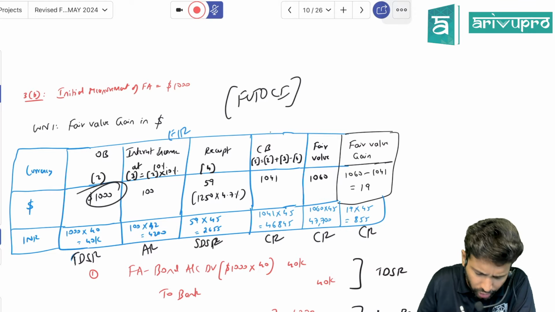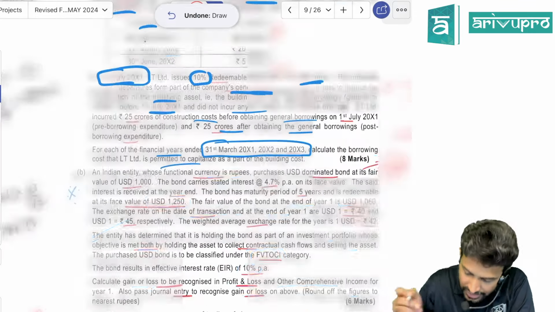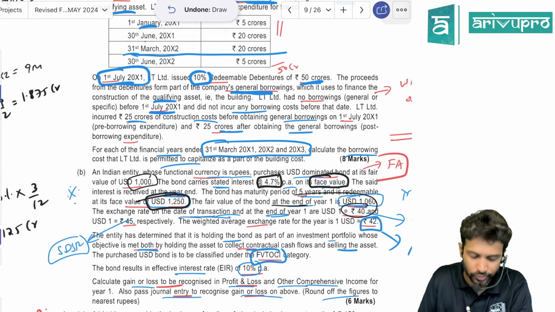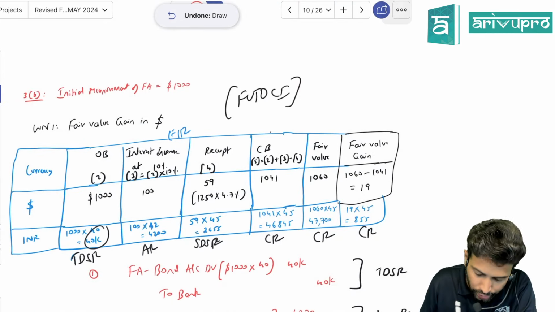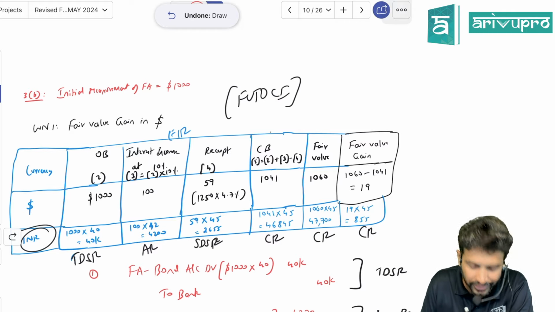That's all. This $1,000 you use TDS, the transaction date spot rate. When you did the transaction, it was 40. And at the end of the year, it is 45. So this you use 40. 1000 into 40 is rupees 40,000. This is in Indian rupees.